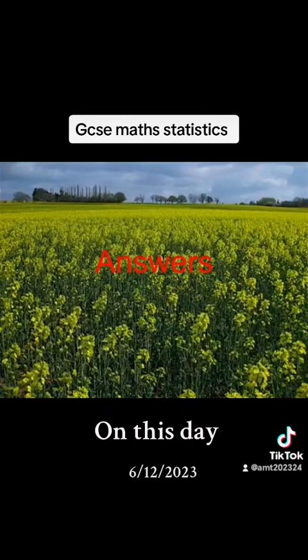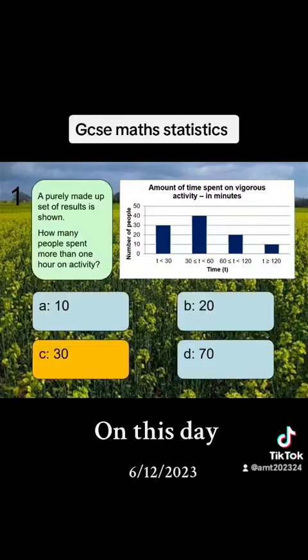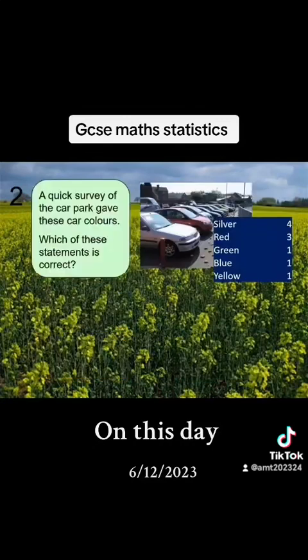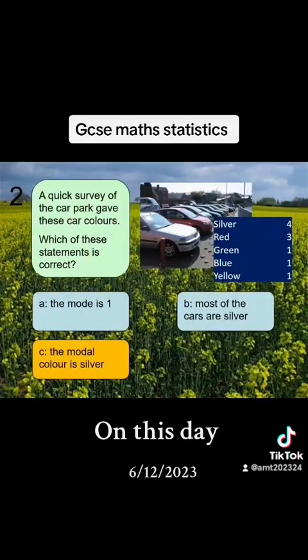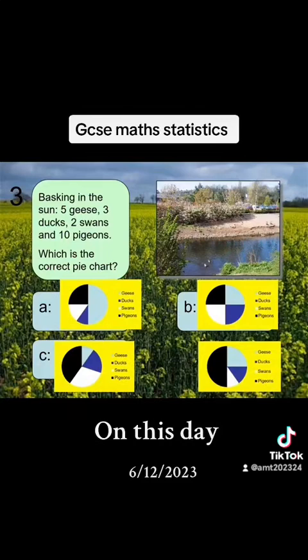Okay, right, guys, answers for these. Yeah, so you can check your answers and obviously mark it along. So that's the first one. So that's going to be the answer there. Okay, B is also true. Yeah, most of the cars are silver in that car park based on our data. Question number 3, is it A, B, C, or D? That's going to be D.